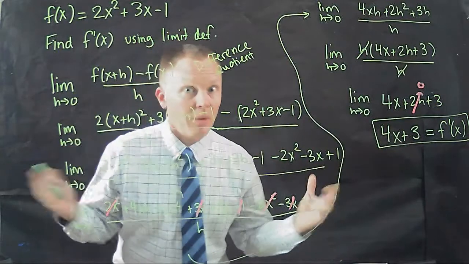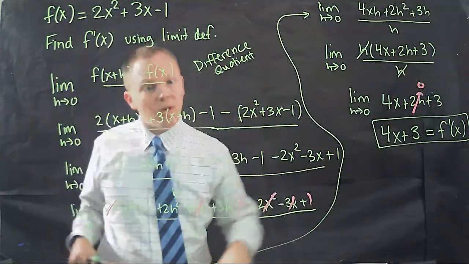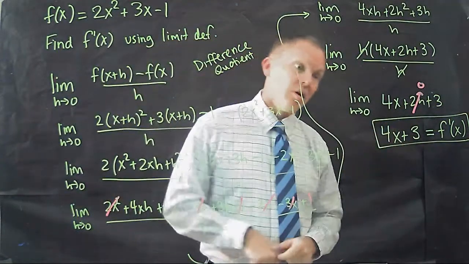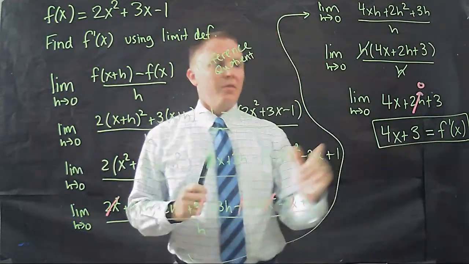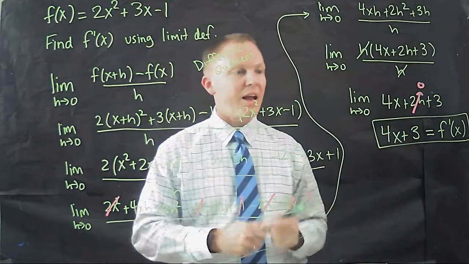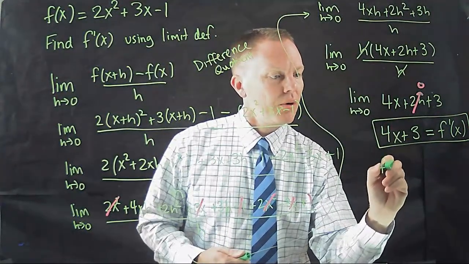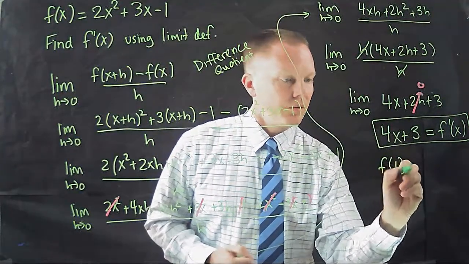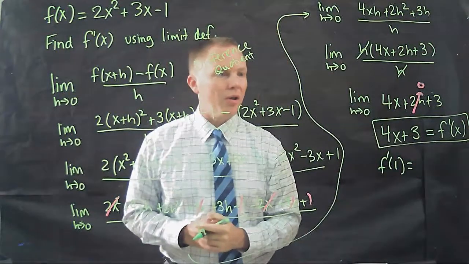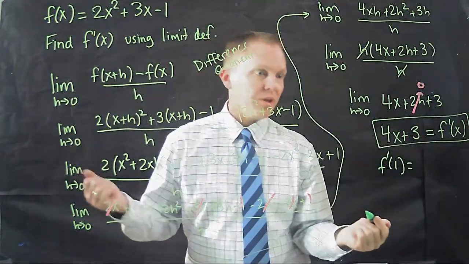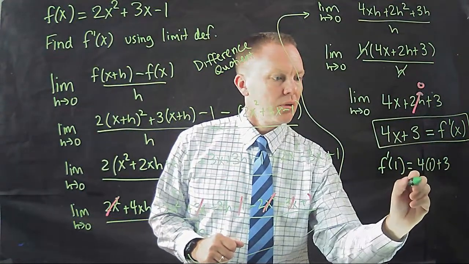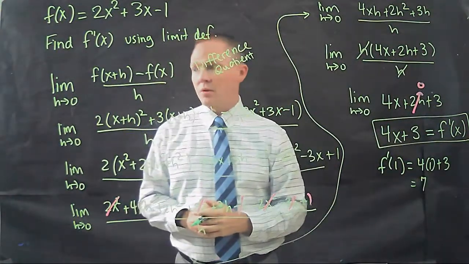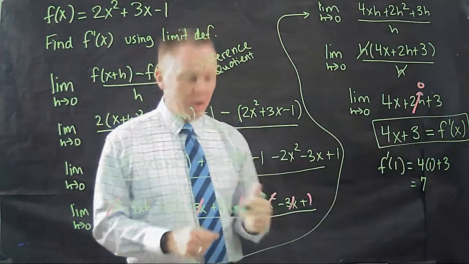Now, let's talk about what that means, because we never do all this work, and say, oh yeah, I got the answer, and then don't know what the answer means. What does this answer mean? This answer means, say if I found f prime of 1. F prime of 1: 4 times 1 plus 3. That's 7. F prime of 1 is 7.